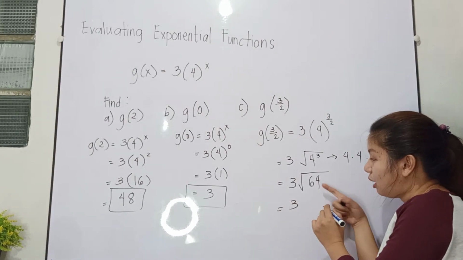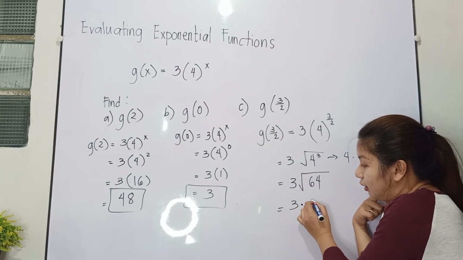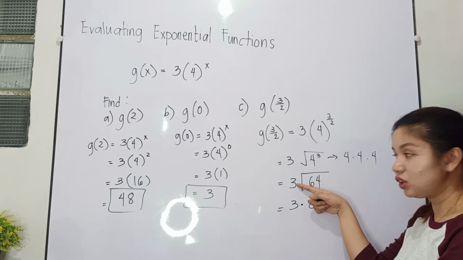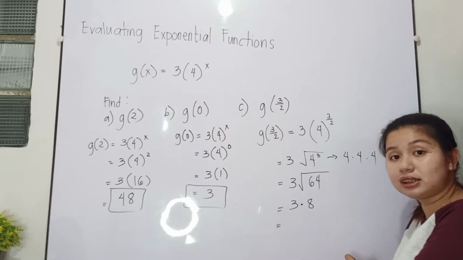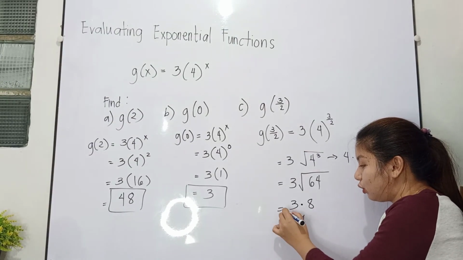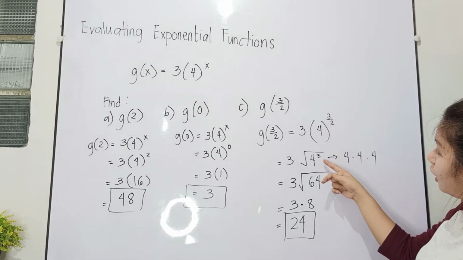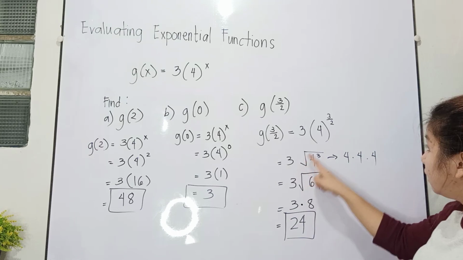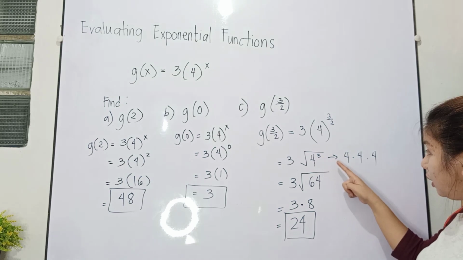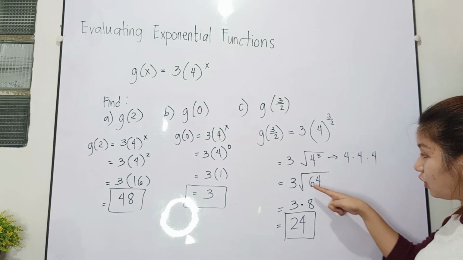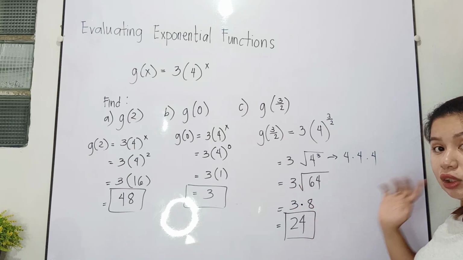So, 3, of course, when you take out the square root of 64, which is 8, it will be multiplied by the 3 outside. So, it becomes 3 times 8. So, 3 times 8 equals 24. So, that's the answer. Again, here, we converted into a radical. The 2 became the square root. The 3 became the exponent of what's inside, which is 4. And then, next, 4 cubed means 4 times 4 times 4, we have 64. The square root of 64 is 8. Then, multiply it by this 3. So, 3 times 8 equals 24.